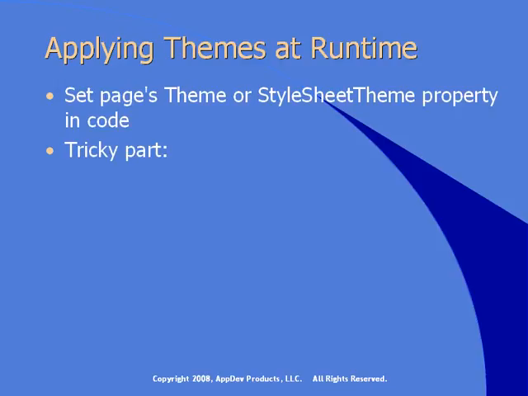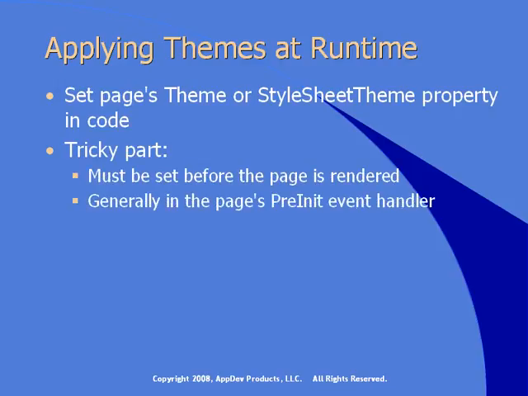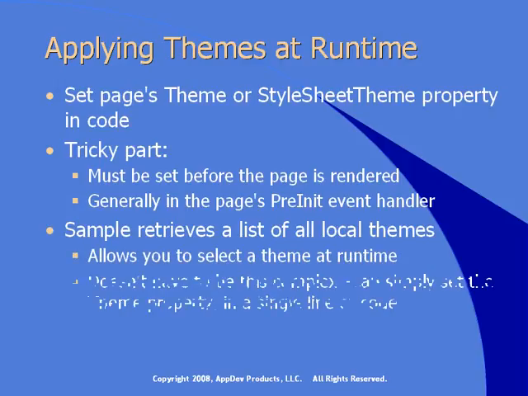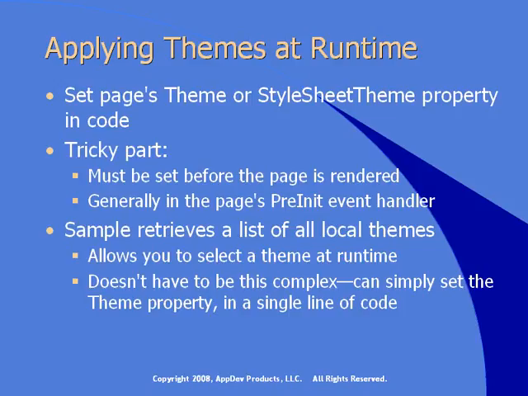The tricky part is you have to do this before the page is rendered. Generally, what people do is place this in the page's pre-init event handler. Now, the sample retrieves a list of all the local themes and allows you to select a theme at runtime. It doesn't have to be this complex. You don't have to let the user select the theme. You can just simply set the theme property in a single line of code. That is, page.theme equals the name of the theme. Well, let's look at the example to see how it does its job.